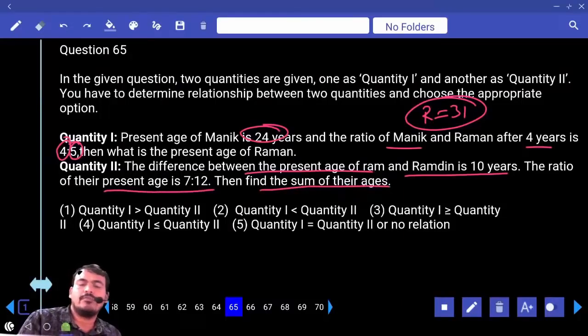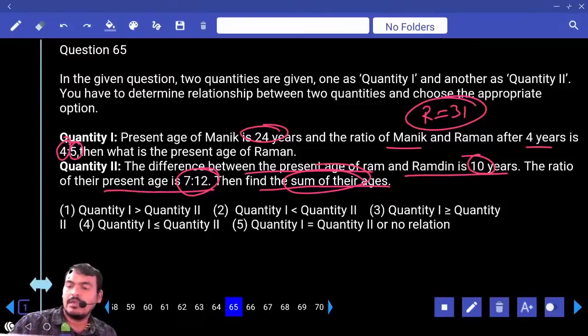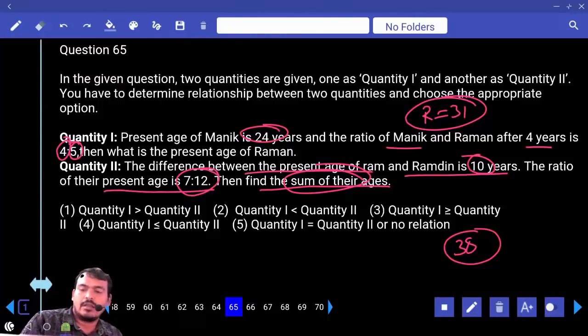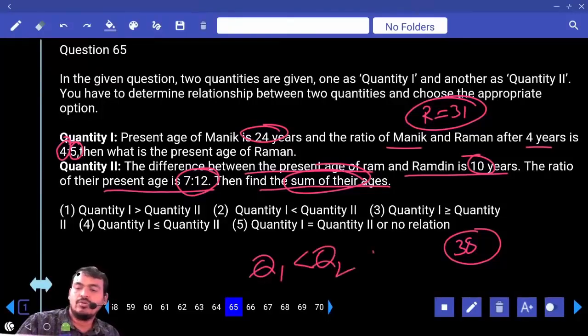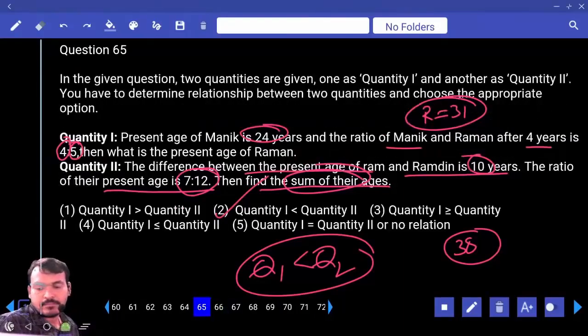Find the sum of their ages. How many parts are different? 5 parts. How many years are different? 10 years. 5 parts, 10 years. Every 1 part, 2 years. We required sum or not? Sum means how many parts? 19 parts. 1 part is 2, so 19 parts is 38. What is the Q1 value? 31. Q2 is 38. Relation: Q1 less than Q2. Which option? Second one. Okay.